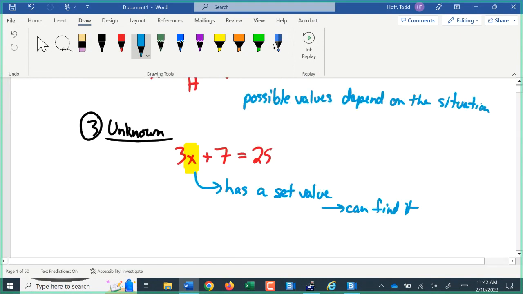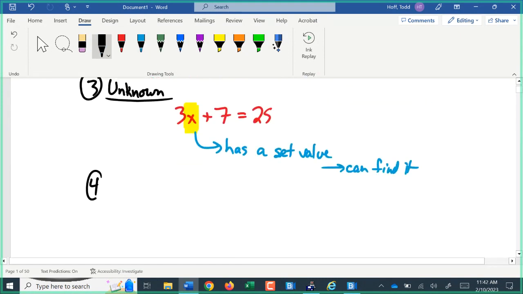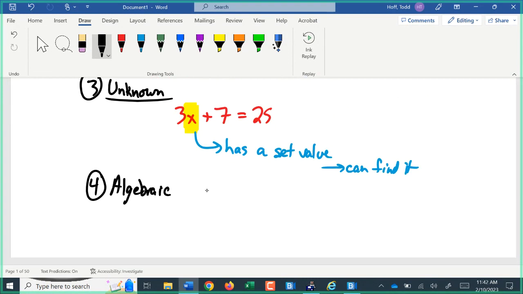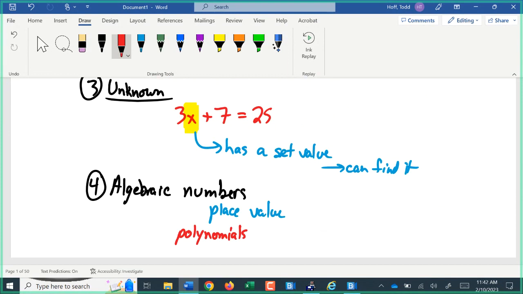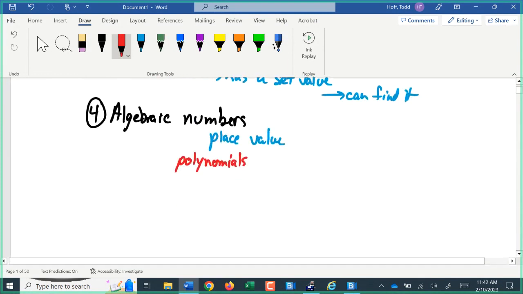And then today we're going to be looking at algebraic numbers. In algebraic numbers, the variable is the place value. Often in algebraic numbers, we hear it referred to as polynomials. We're going to look at the algebraic numbers in just a second. Let's look at what variables really do.